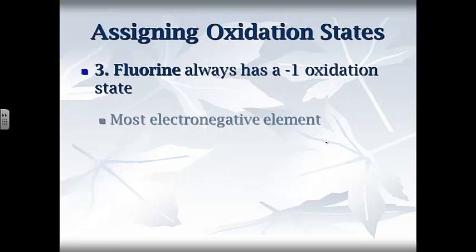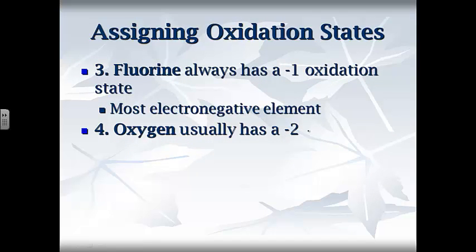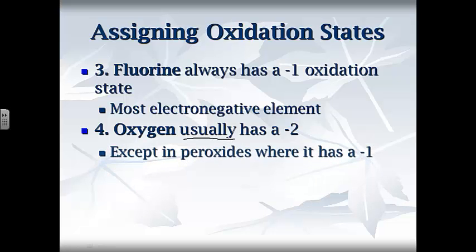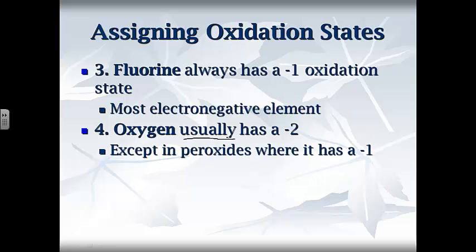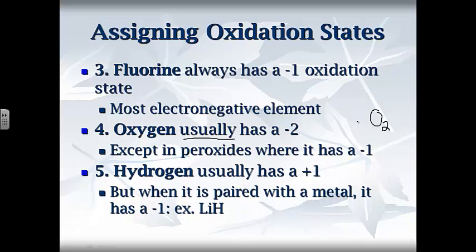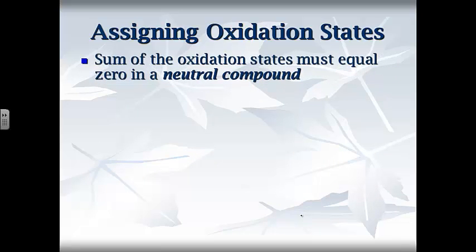Fluorine always gets a minus 1. It's the most electronegative element. Oxygen usually has a minus 2, unless it's trumped by another rule, except in peroxides, where it has a negative 1. Remember, peroxides are a special type of polyatomic where the oxygens are paired together, but it's in an ionic compound. Hydrogen usually has a plus 1, except when it's paired with a metal, where it's got a negative 1. For example, lithium hydride. When we name it, this is called hydride when it's in a compound like that.